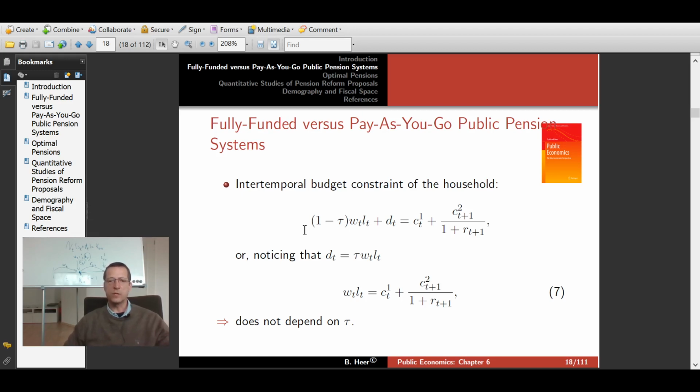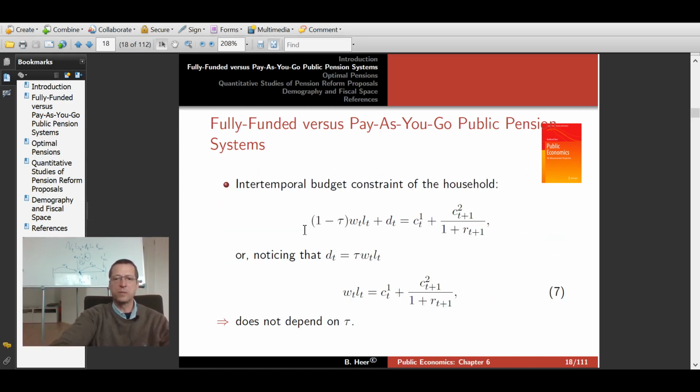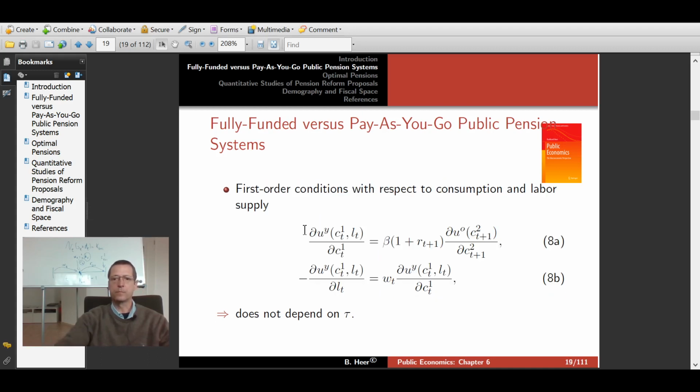And as you can see, equation 7 does not depend on tau. So our wage income, our gross income WT/LT is equal to the expenditures on consumption in period t and in period t plus 1. So if we maximize utility 5 subject to the budget constraint 7, we notice it does not depend on the contributions rate tau.